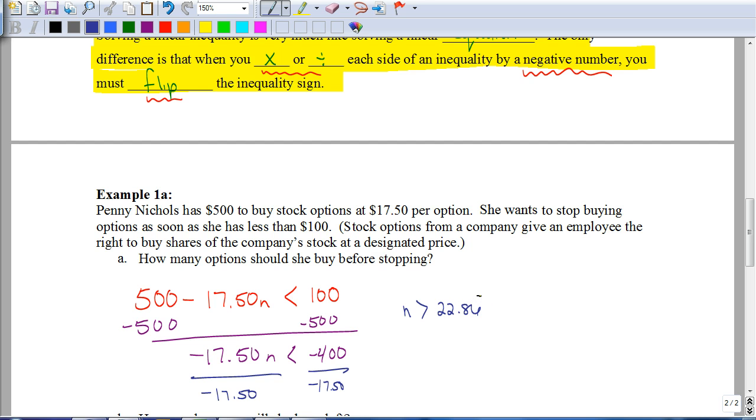Now the question says, how many options should she buy before stopping? Now if you said 22, your answer would be wrong, because if she stopped at 22 shares, she would still have a little over 100. And plus, if I put 22 in here for n, 22 does not make a true statement. 22 is not greater than 22.86. So my answer would be 23 stock options would be your final answer.